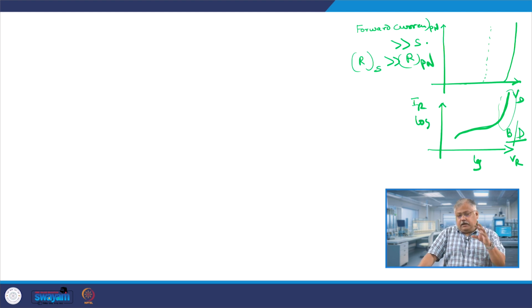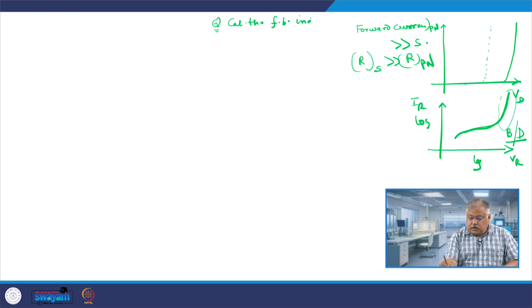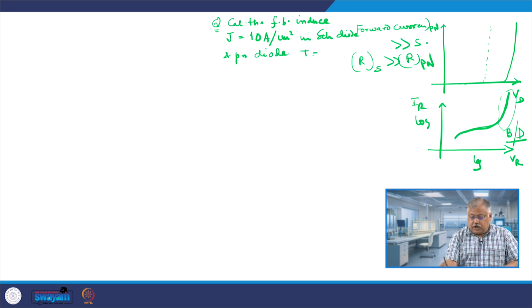And let us take a numerical example to showcase what I was telling about the reverse bias and forward bias Schottky diode. The question is: calculate the forward bias voltage to induce a current density of 10 ampere per centimeter square in a Schottky diode and a p-n junction diode at T equals 300 Kelvin.